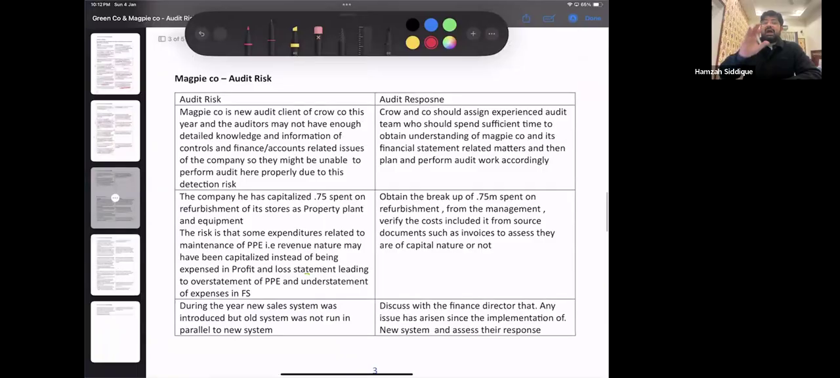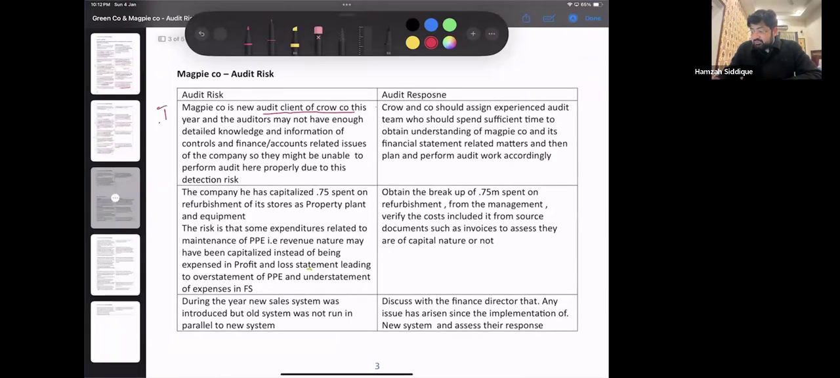So one by one, issue, risk, impact. Magpie is a new audit client. The issue: the audit team may not have enough knowledge and information of control and finance related issues. The risk, and the impact on audit, is detection risk.